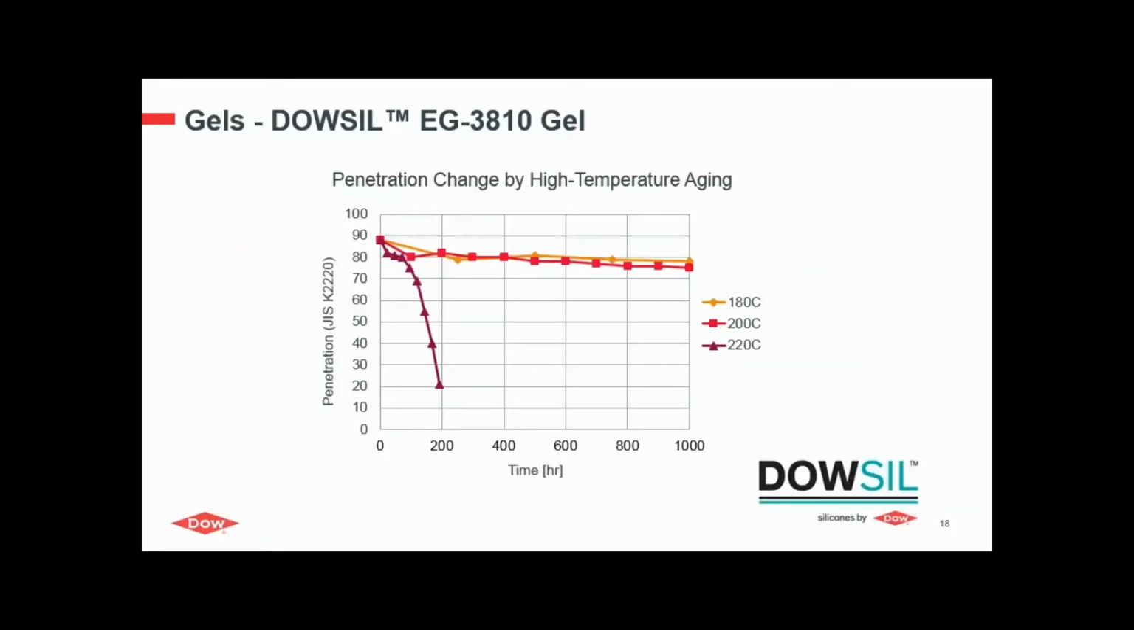So we have put a graph here that improves the thermal stability at 200 degrees. So you can see the penetration level, or you may say the hardness of the gel over 1,000 hours remains absolutely stable. But you can also see the limitation. So when you expose this material to 220 degrees, penetration goes down. So really here's a limit at 200 for the lifetime of the module.